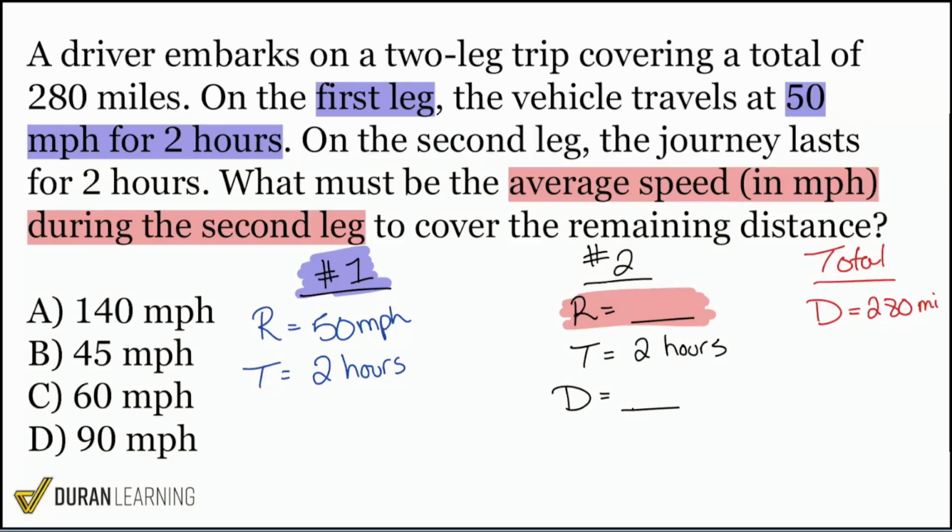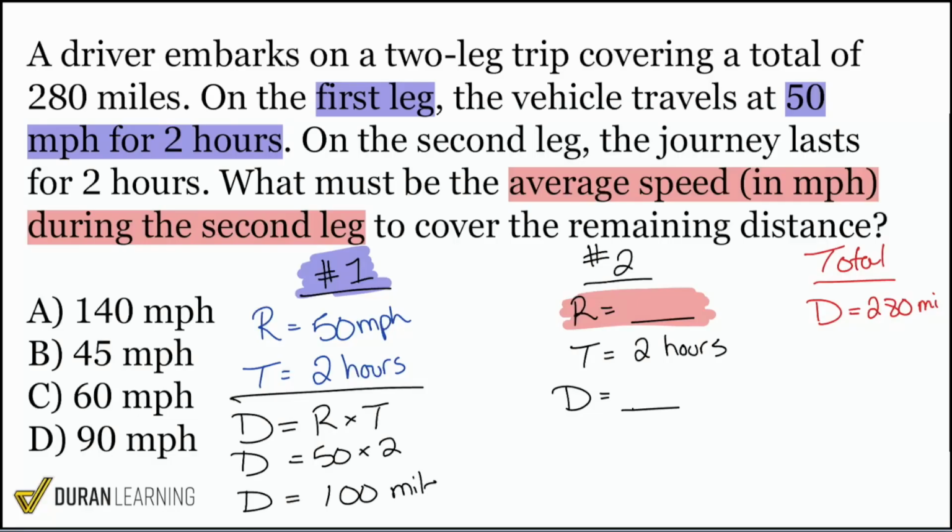So that formula, as always, is multiplication to get the distance. Distance equals rate times time. The rate is 50. The time is 2. 50 times 2, everybody, is 100. So we have 100 miles right there from the get-go.